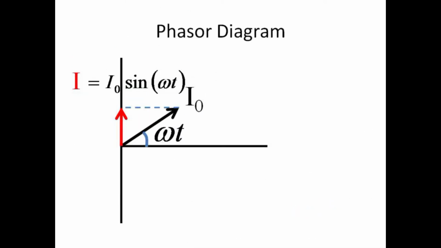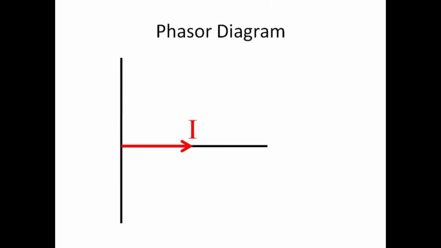An oscillating sine function can be represented by taking the y component of a rotating vector with radius given by the maximum amplitude of the function, here I0, and rotating with angular frequency omega. If we take a snapshot and freeze the rotation when the rotating vector representing current is precisely aligned with the horizontal axis with zero angle, we call this a phasor. All other voltage phasors will be oriented relative to this current phasor.